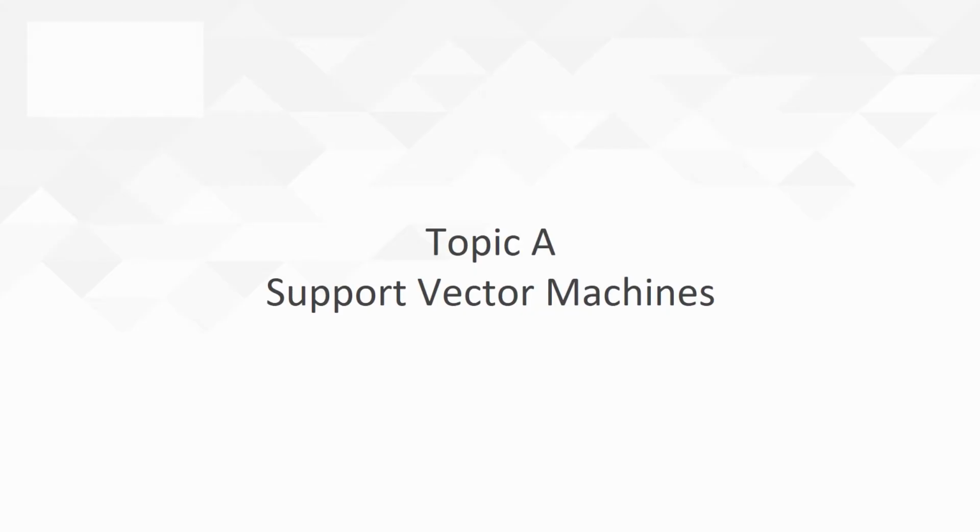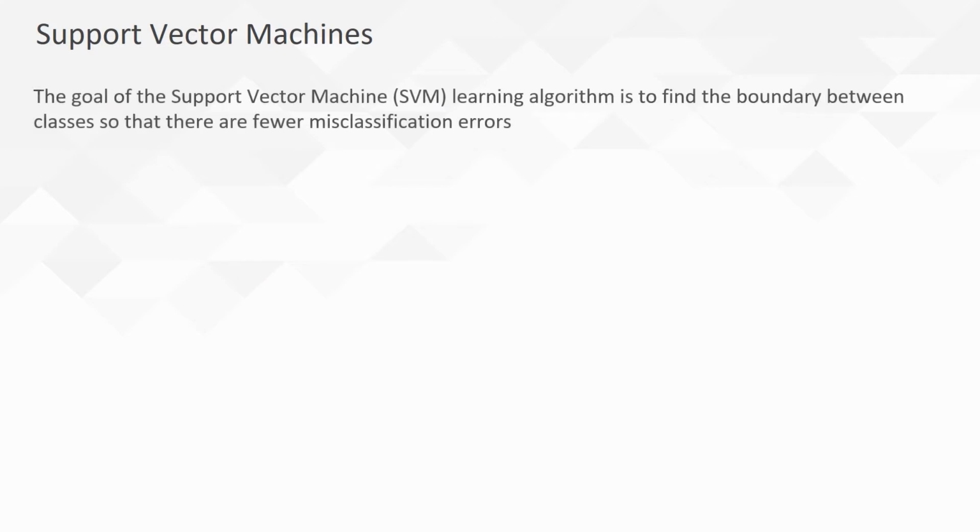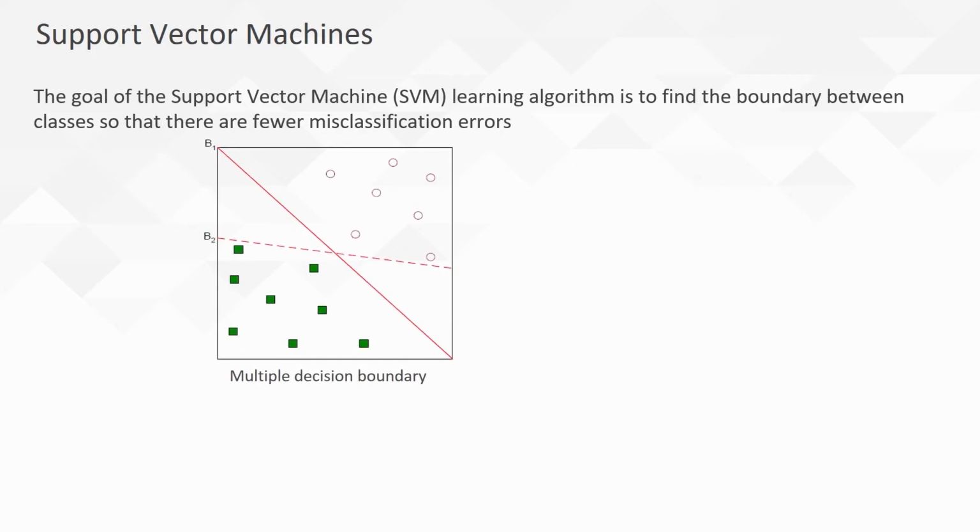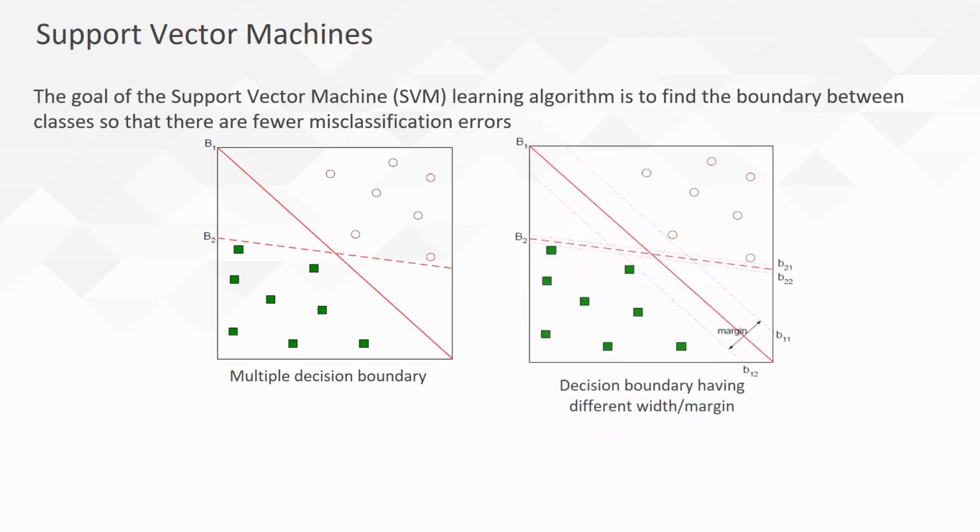Let's look at our first topic in this lesson, topic A, support vector machines. When dealing with data that is linearly separable, the goal of the support vector machine learning algorithm is to find the boundary between classes so that there are fewer misclassification errors. However, the problem is that there could be several decision boundaries, B1, B2, as you can see in the following figure. The objective of the support vector machine algorithm is to maximize the margin.